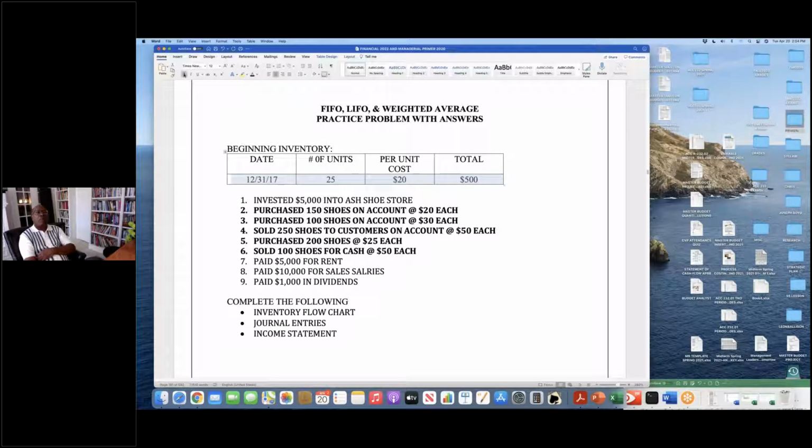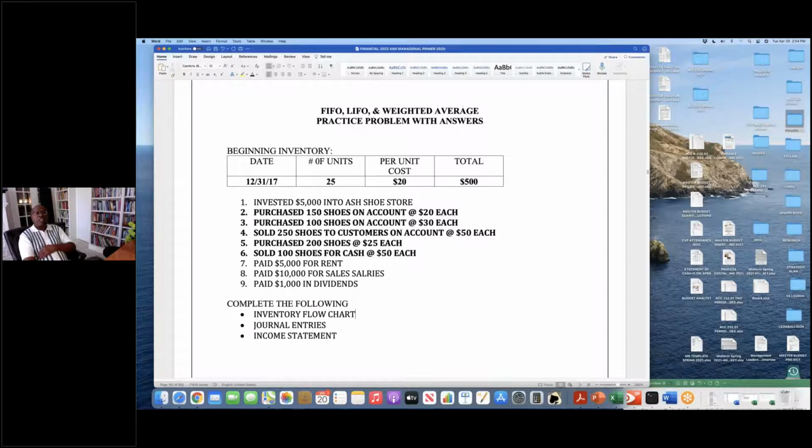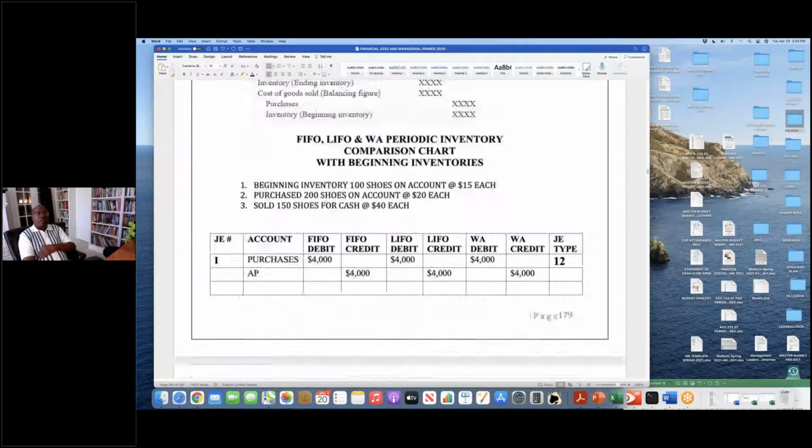Professor Boyd, can you show how the chart's supposed to look? Okay, so that does Excel chart. Everybody have a picture of this? So you did have beginning inventory here. So you got beginning inventory, then 2, 3, 4, 5, and 6. Let's go to the inventory chart.